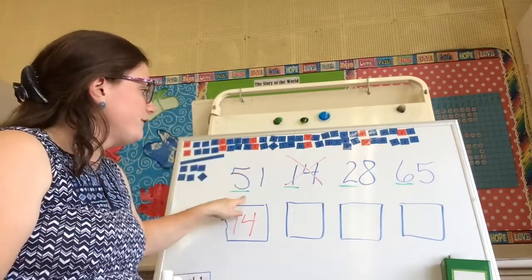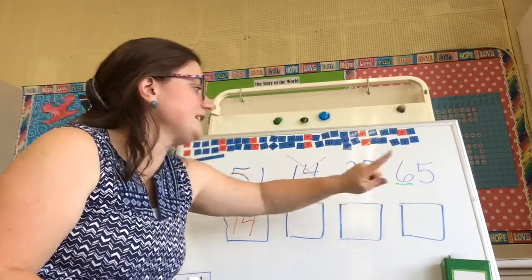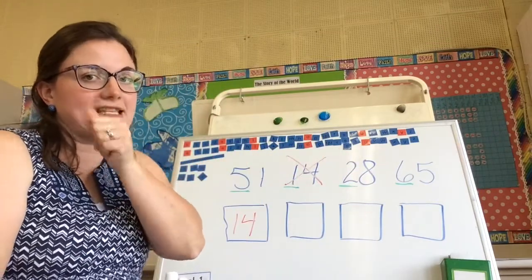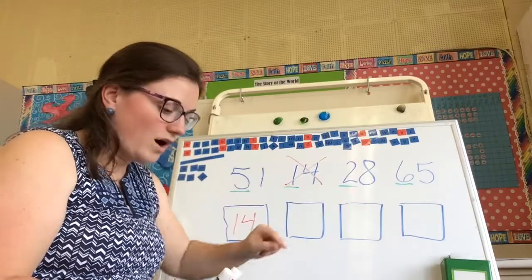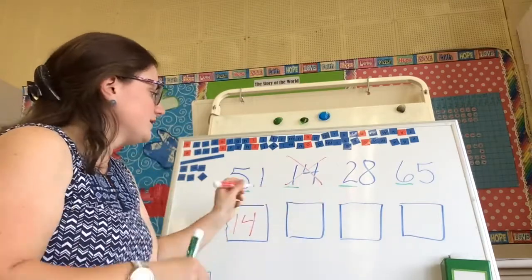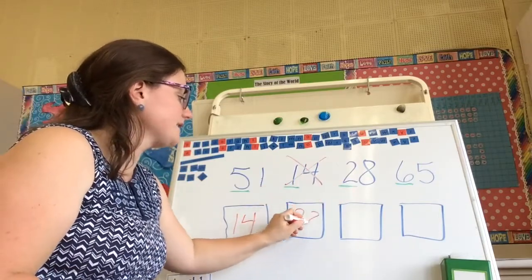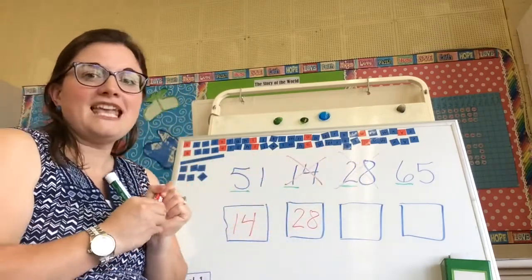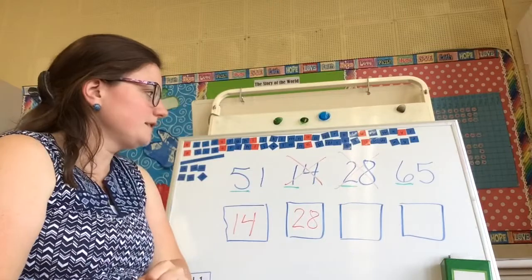So we have 51, 28, and 65. Looking at the tens, which one has the smallest number of tens? 28. It only has 2. So 28 is going to be my next number. And I'm going to cross it out. Okay? Now I have 2 numbers left.